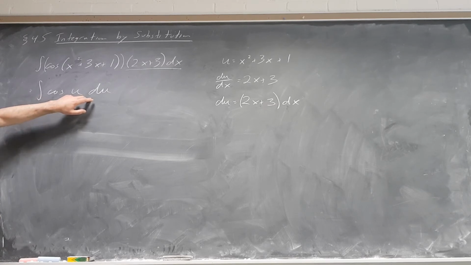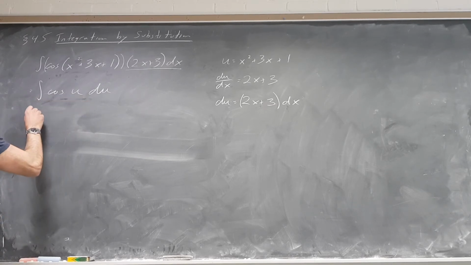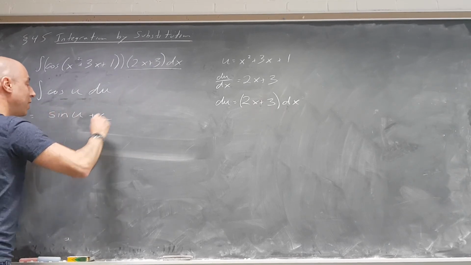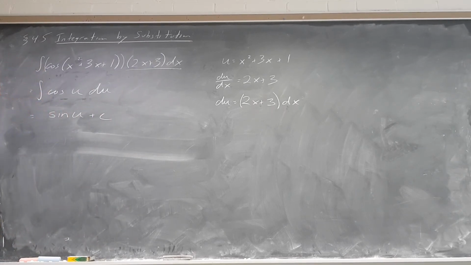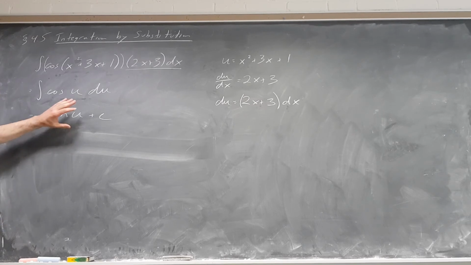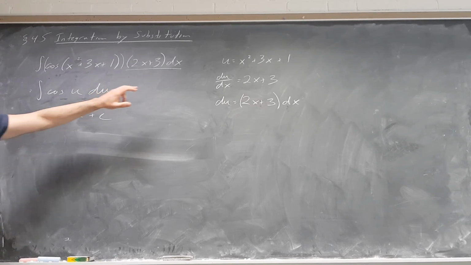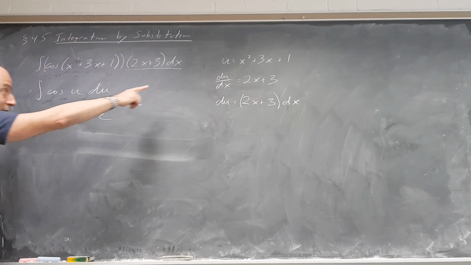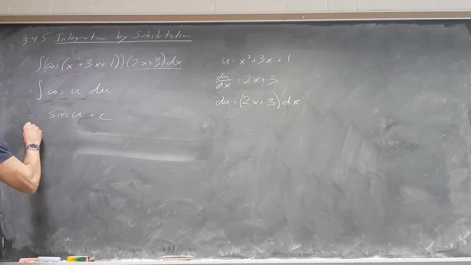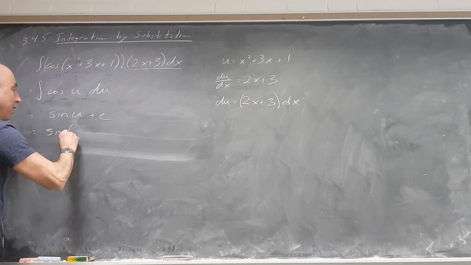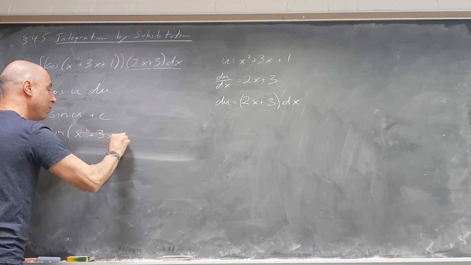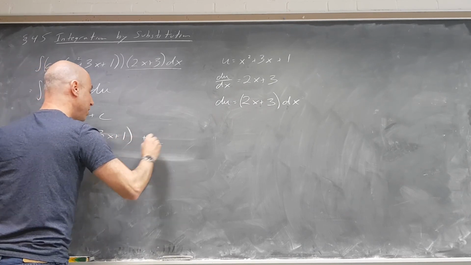It's easy to take the antiderivative of cos u with respect to u. That's just sine u, plus a constant, of course. And now at the very end of the problem, we can translate back from u into x by seeing what we set u equal to. So this is just the sine of x squared plus 3x plus 1 plus a constant.